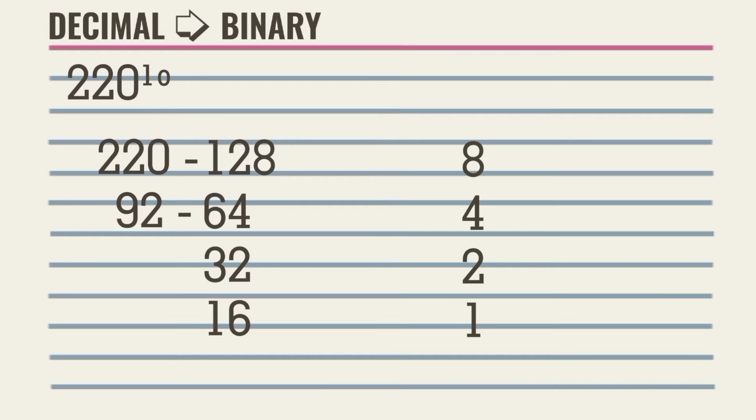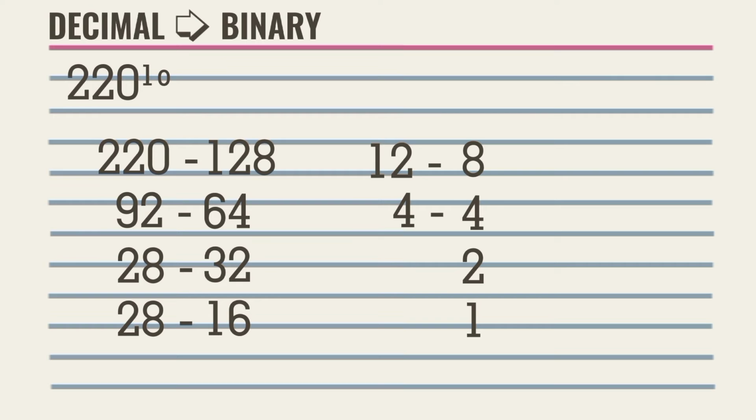Can we subtract 64 from 92? Yes, that's why we'll continue subtracting. 28 is the answer. Can we subtract 32 from 28? No, so we'll skip that and start subtracting with 16, which is okay to use. Since we can subtract 8 from 12, let's put 4 here.